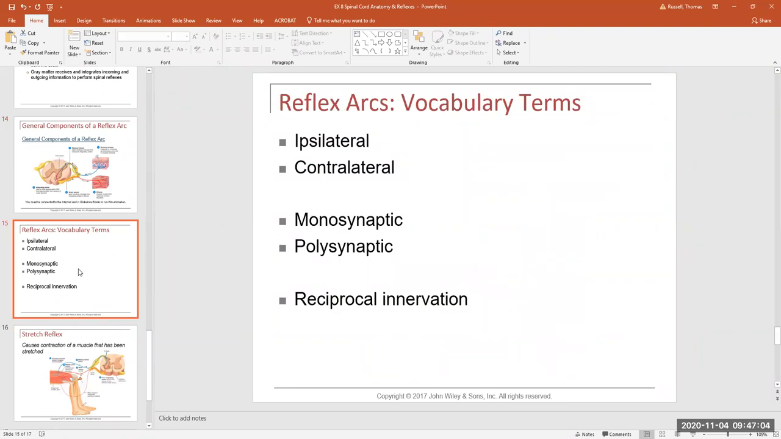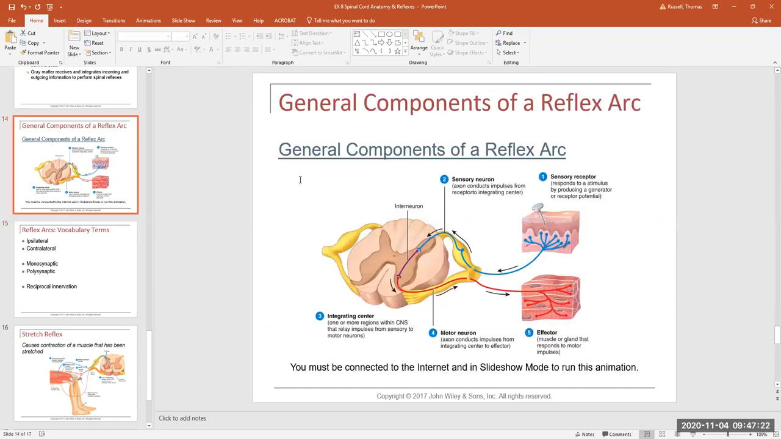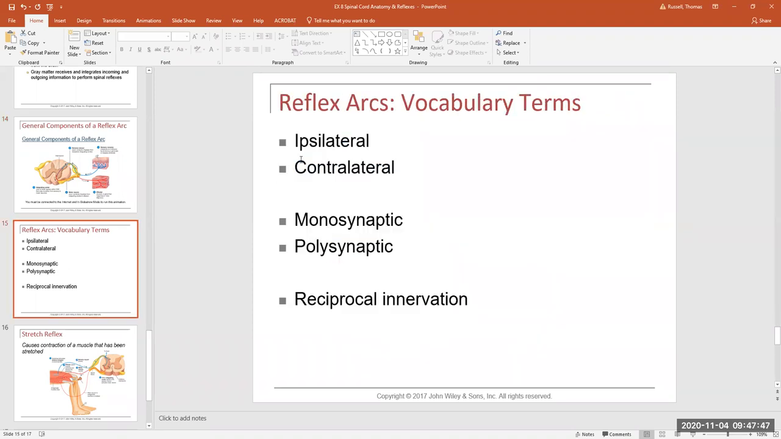So the last thing we have to talk about are the terminologies for reflexes, the vocabulary, really. Reflexes can be called ipsilateral or contralateral, and that depends on what side sensory information comes into the spinal cord and what side the motor information leaves. So in this case, since the sensory information comes in and the motor information leaves on the same side of the spinal cord, this would be called an ipsilateral reflex. The word ipsilateral, ipsi means on the same side. So ipsilateral means on the same side of the cord.